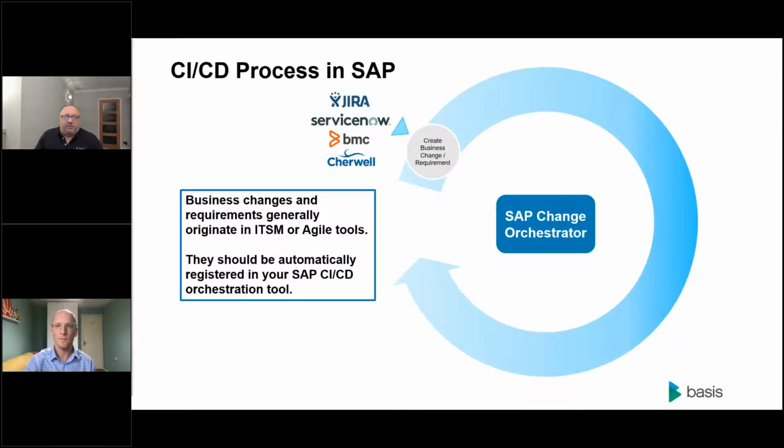So the first thing is, of course, we have a business requirement that's created. In lots of organizations, those business requirements are going to originate in other systems, ITSM systems, things like ServiceNow or Remedy BMC. In other organizations, they might be using more modern backlog management tools like Jira or Azure DevOps or something like that. But essentially, wherever that business requirement originates, we need to make sure that's automatically pushed into our SAP Change Orchestrator, because it's the very beginning of the process.